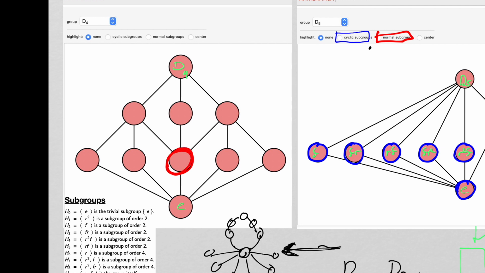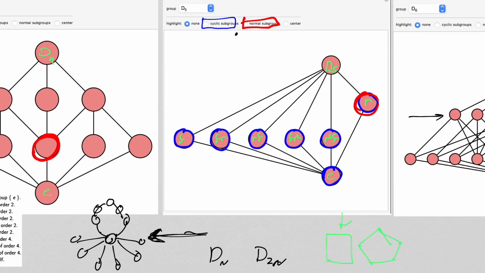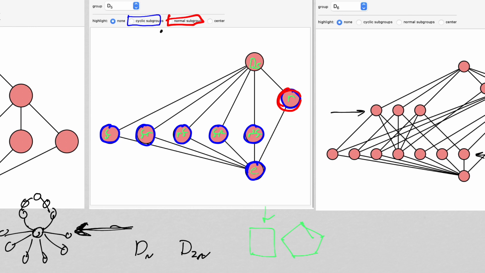And being in the center, that was cool. So it had a center that wasn't trivial. In this case, the center, if we push the center button, you'll just get the identity element. The identity element is the only thing that commutes with everything.